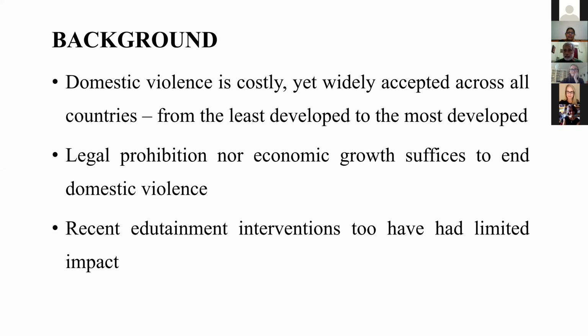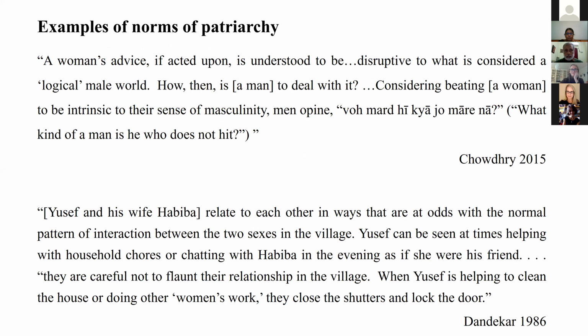The next two quotes which I show actually try to answer this to an extent. Basically, the first quote shows that a man can only prove his masculinity by hitting or beating his wife. The second quote shows that while the husband is supportive of his wife and treats her as an equal, he does that only within the four walls of his home. Outside his home, he cannot do the same because the social norms do not allow him to do so.